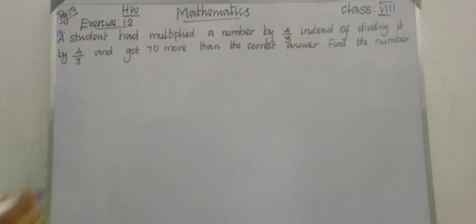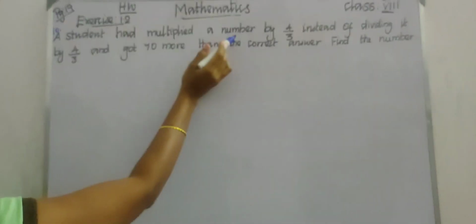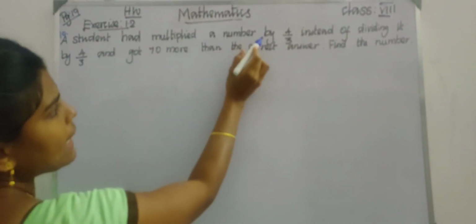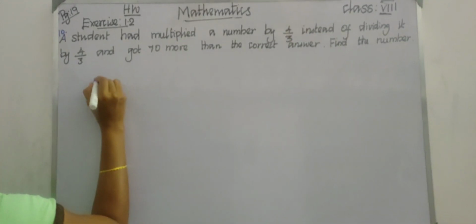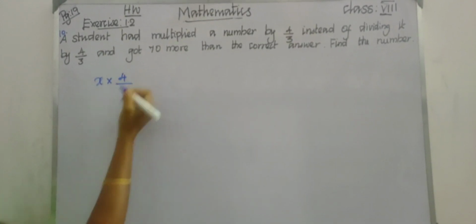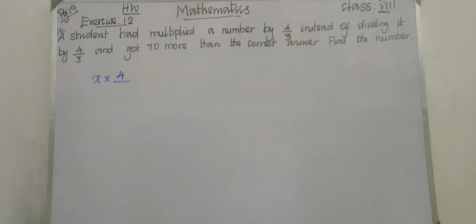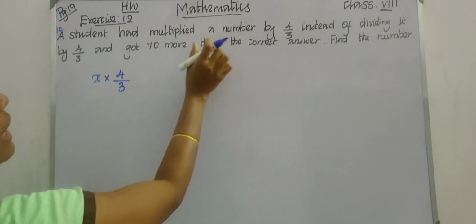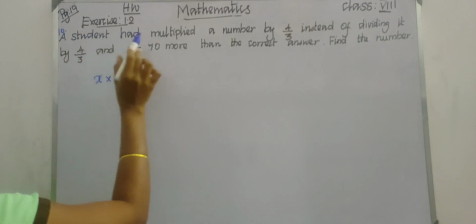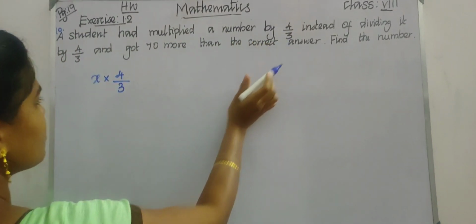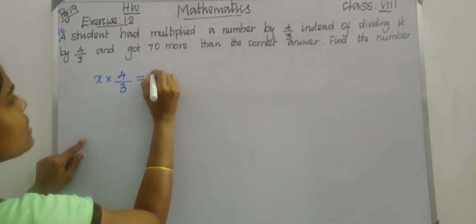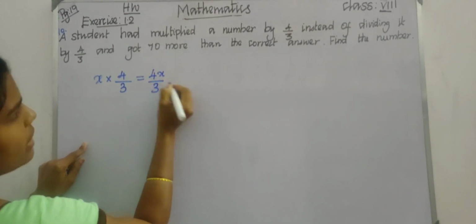So read the question. A student had multiplied a number by 4 upon 3, okay. That is x into 4 upon 3. So let the number be x, and what they had said, a student had multiplied a number by 4 upon 3, okay. A number is x, so multiplied by 4 upon 3, so the number is 4x upon 3, okay children.